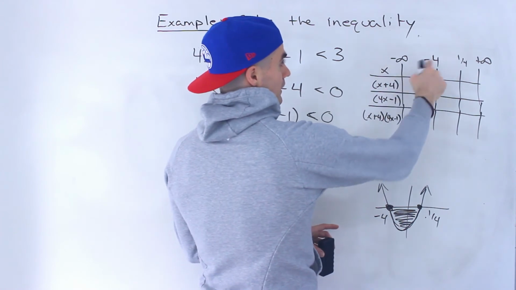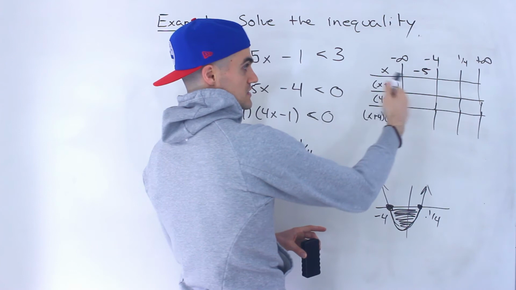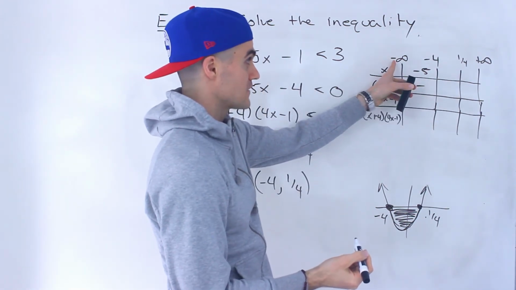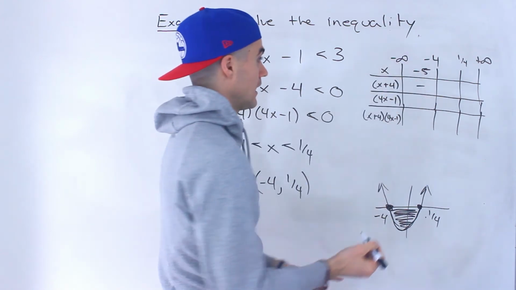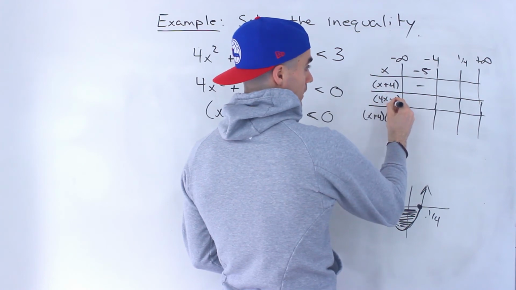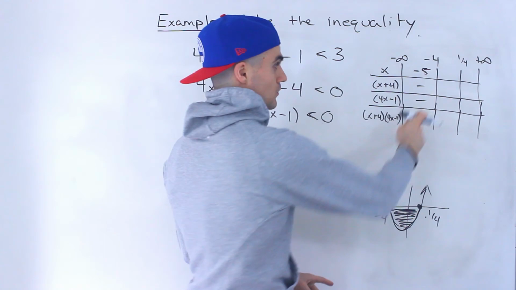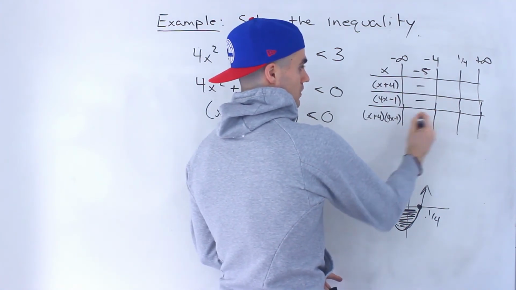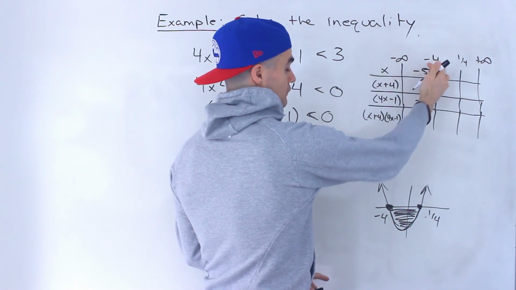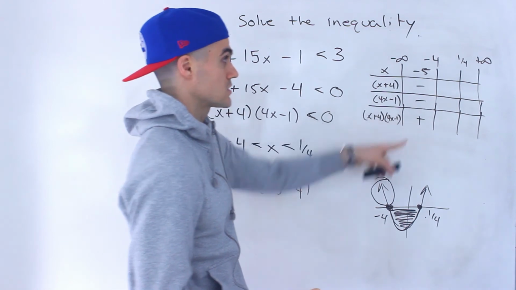Between negative infinity and negative 4, let's pick negative 5. We plug in negative 5 here. Negative 5 plus 4 gives us negative 1. So this factor would be negative for x values between negative infinity and negative 4. If we plug in negative 5 here, we'll have negative 20 minus 1, which would be negative 21. So that would be negative as well. When we multiply these two, we get a positive, and that makes sense. So for x values between negative infinity and negative 4, that's this part. Notice how it's positive. It's positive in the sign chart as well.